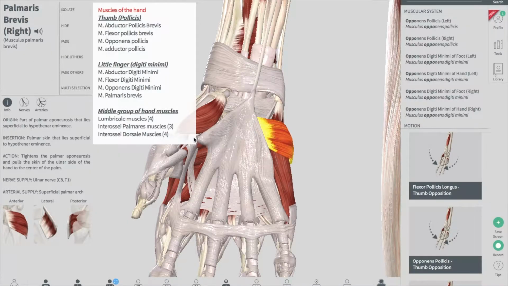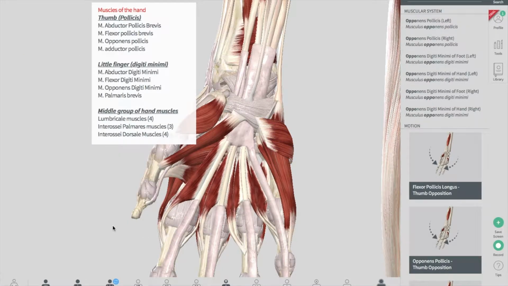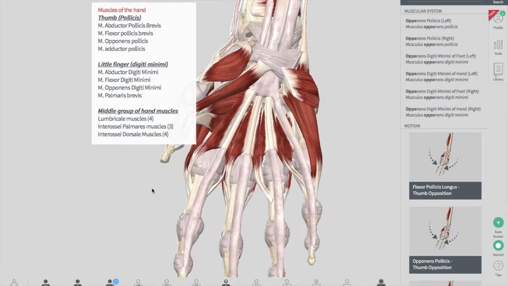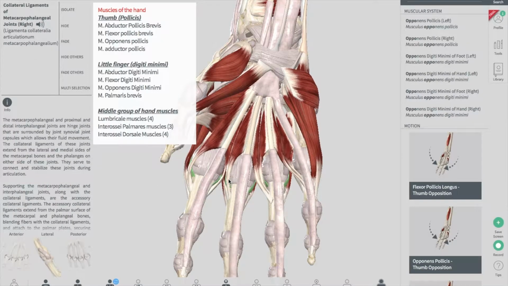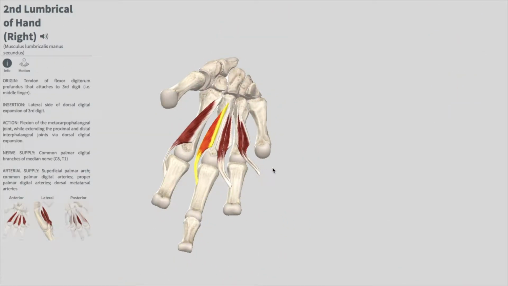So now we have covered the thumb and little finger. Now we're going to cover the muscles of the middle group of the hand. Let's go ahead and hide this sheet here. The first muscle I want to cover is the lumbrical muscles. Let's see if I can highlight them here. There they are. Those are the lumbrical muscles.